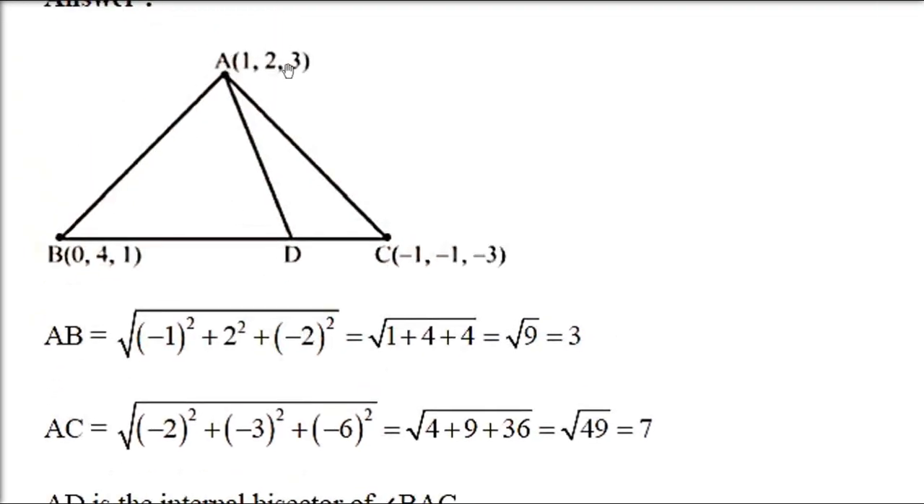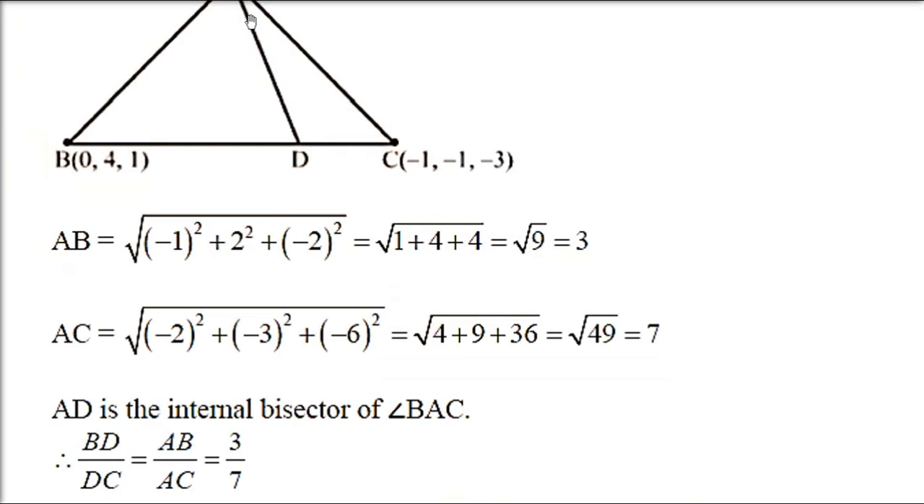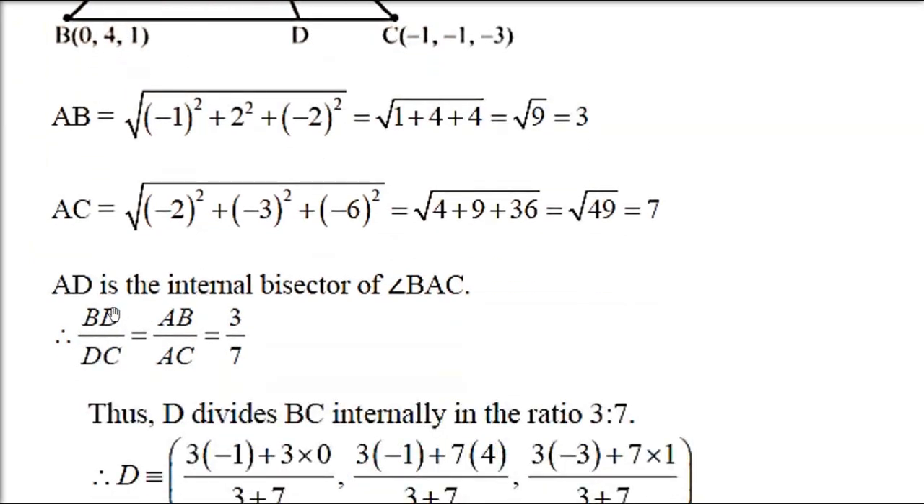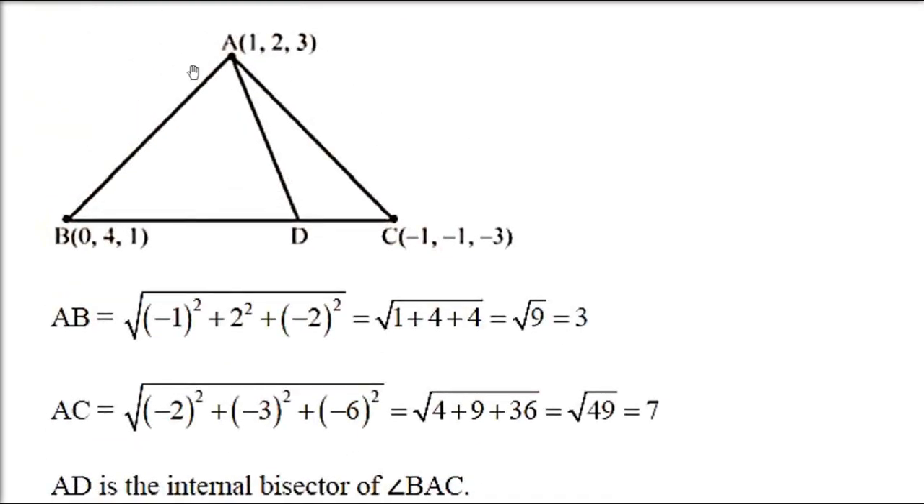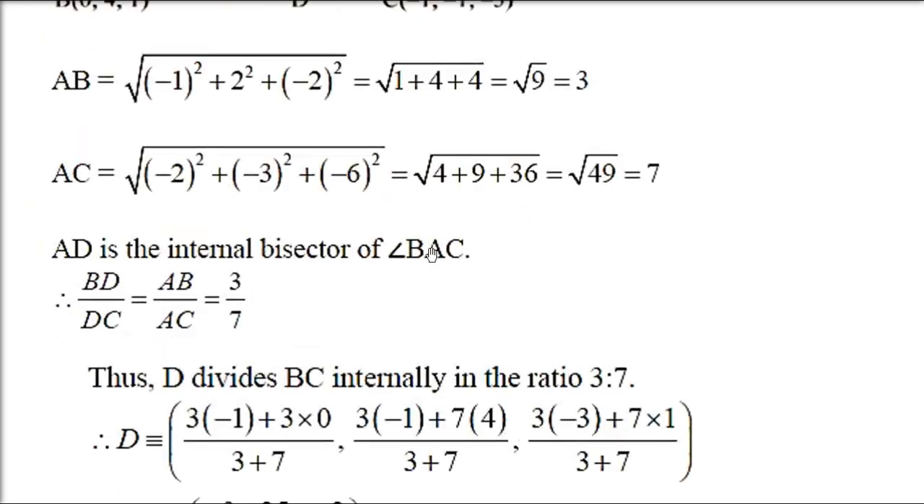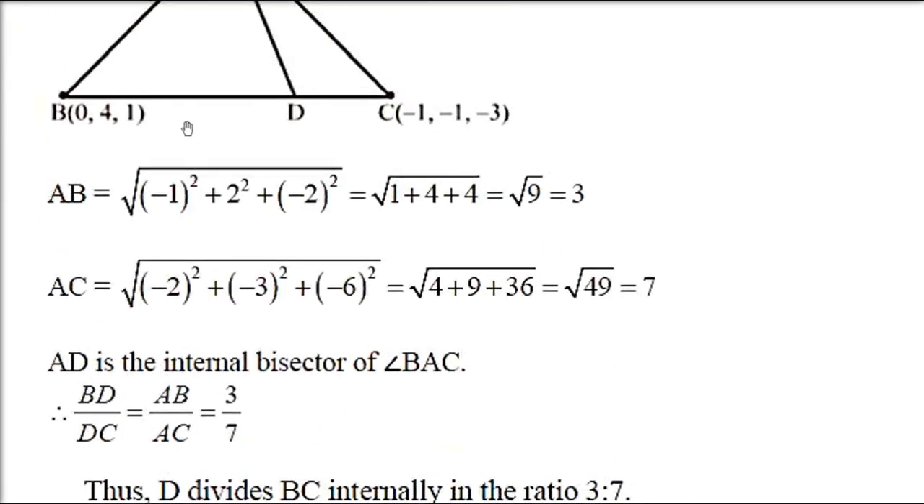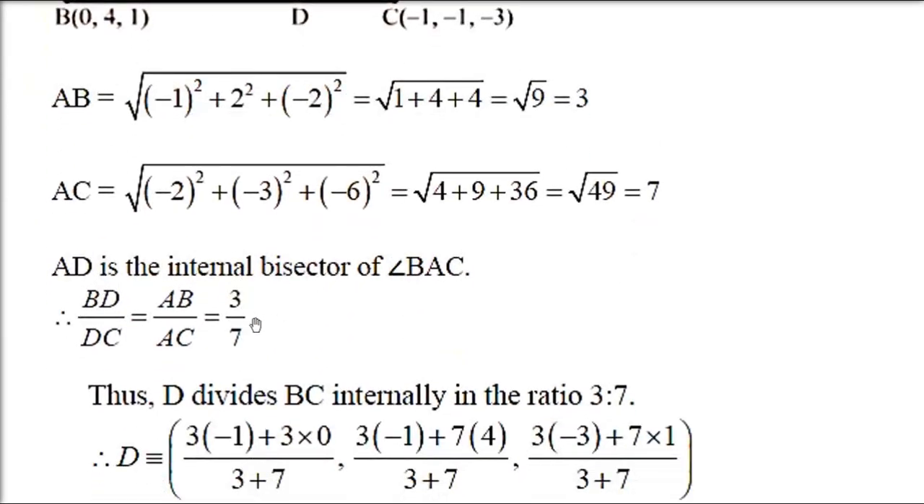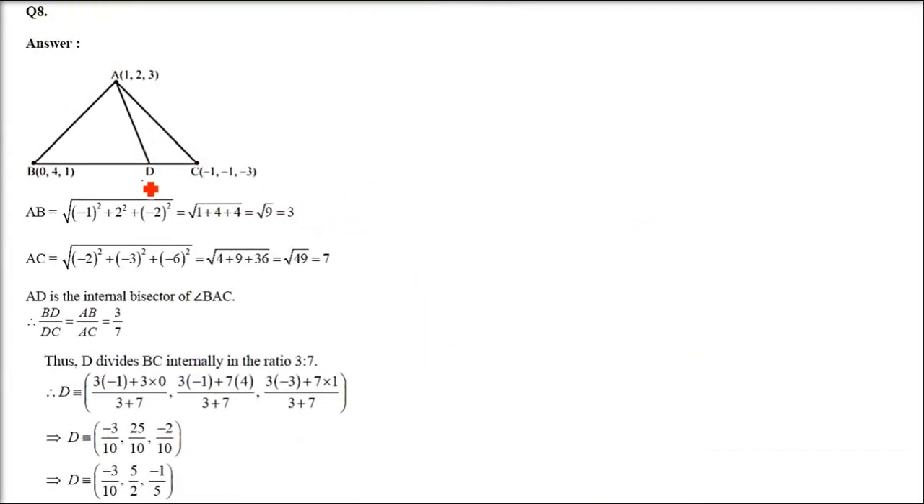So first of all, as I told you, you can find out BD is to DC. What is that ratio? So we know that BD by DC equals AB by AC, the side holding the angle, and the part which is opposite to that angle which is being bisected. So basically BD by DC will be equal to AB by AC, that is 3:1. So 3:1. Now this is 3, this is 7. Now just take the points, because you know this is a ratio. So x, y, z you can find out.